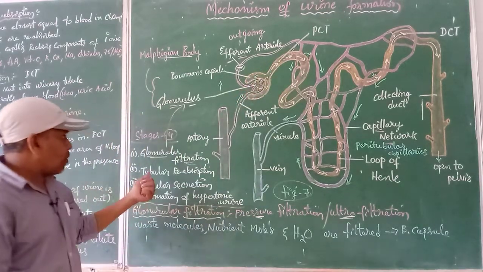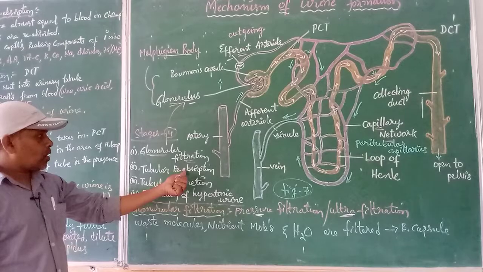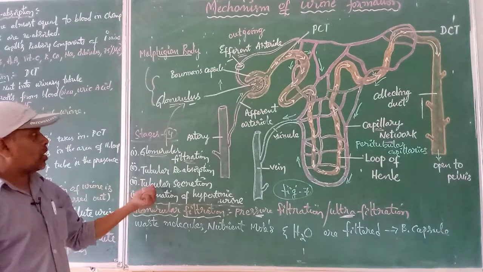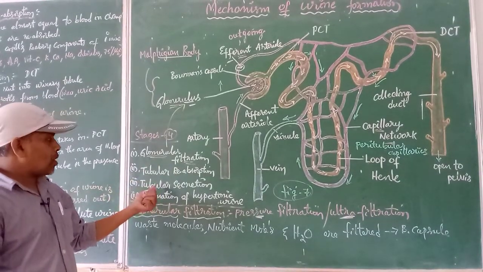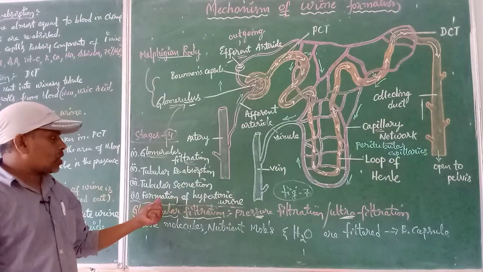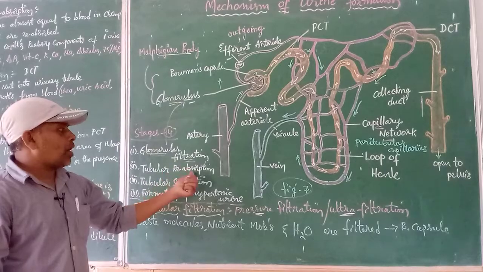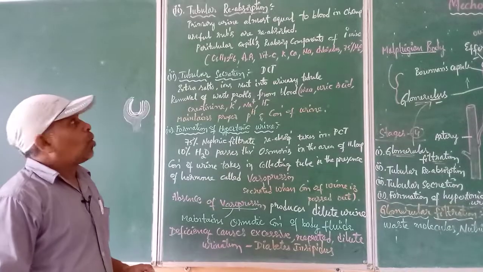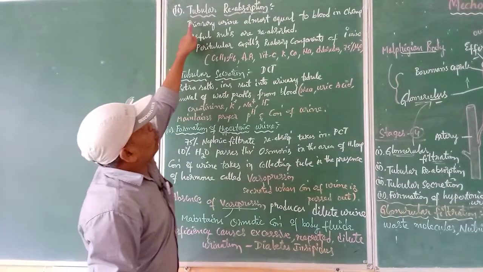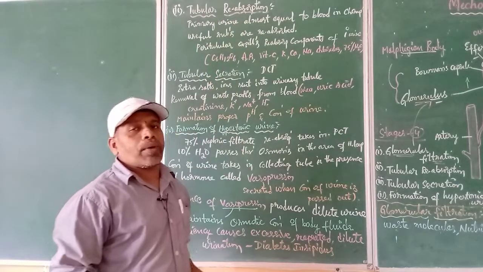Now let us move to the second stage, tubular reabsorption. The third stage of the mechanism of urine formation is tubular secretion, and the fourth stage is formation of hypertonic urine. What happens in tubular reabsorption? Coming to the second stage now, tubular reabsorption. What do you mean by reabsorption?